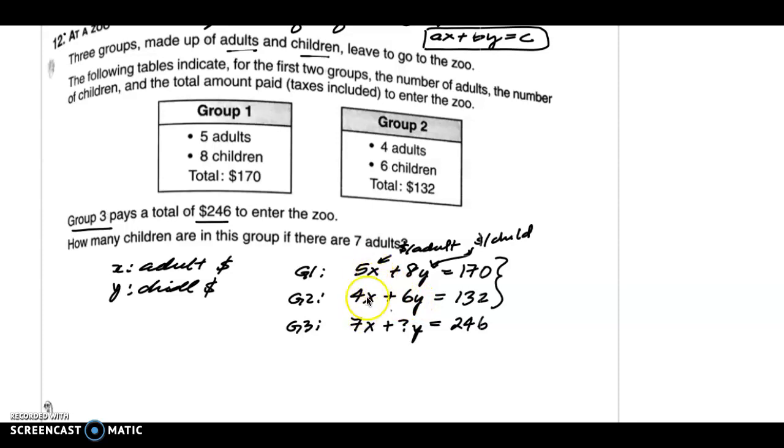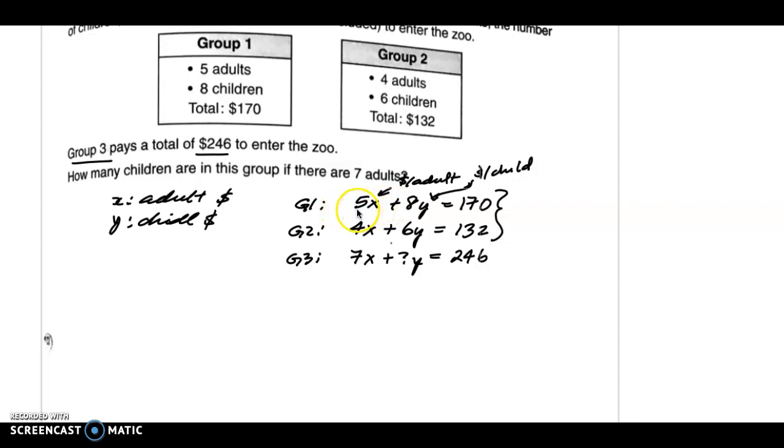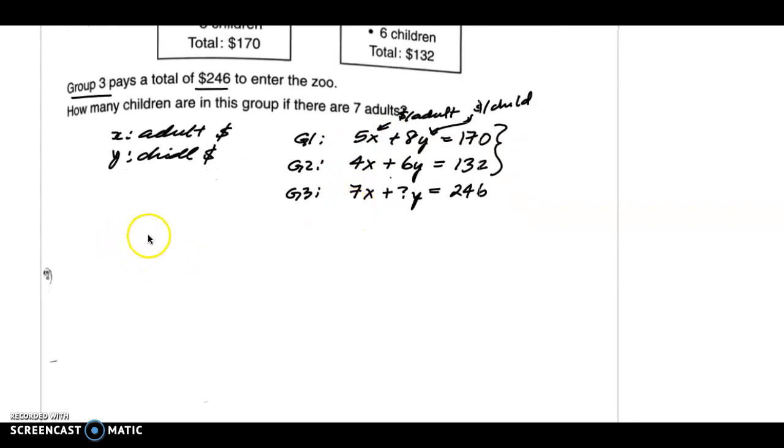Except if I subtracted 5x from 4x, I'd still have an x. I'm not getting rid of the y either. So I need to change these two equations so that they're equal. So what can I do? So I'm going to use group 1 and group 2, right? So if I'm going to do this, what I'm going to say is this, and there's the reason why. So if I multiply the top by 4, and I multiplied the bottom by 5, so group 2 is going to be multiplied by 5, both sides.